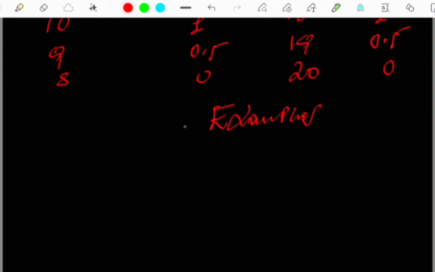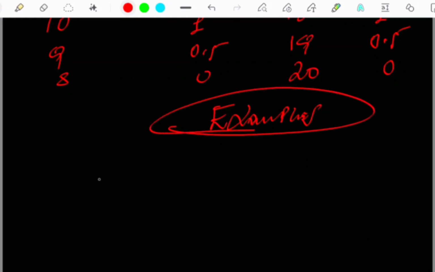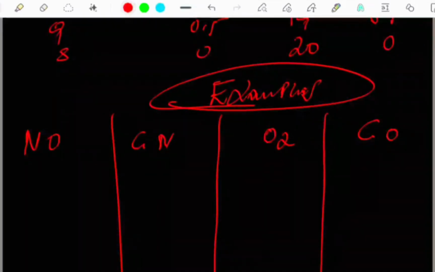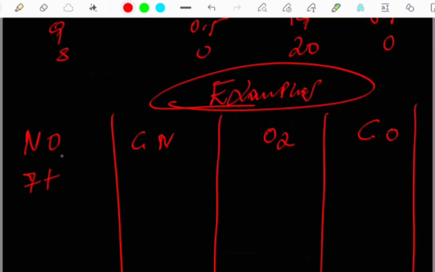For instance, find the bond order of the following substances: the first one, the second, the third, and the fourth one. So we are going to find the bond order of these substances. Nitrogen has how many electrons? It has 7 electrons. Plus oxygen, how many electrons? 8 electrons. You know, the number of electrons is equal to the atomic number.